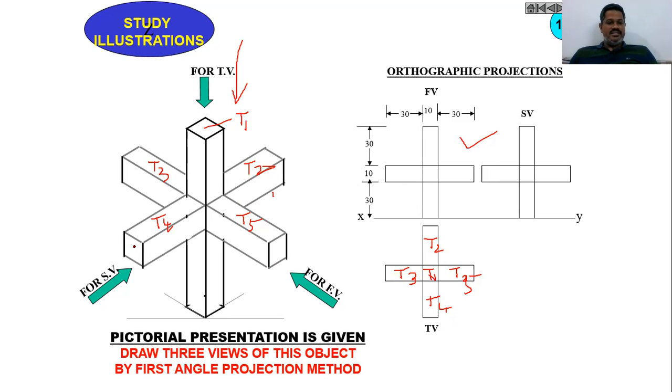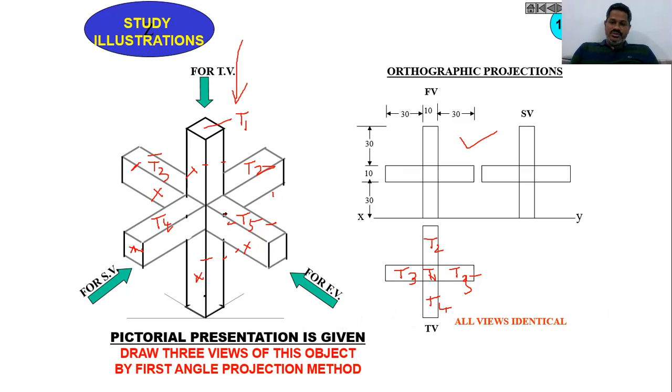So you will find this face, and similarly this face, and this face. This edge and this edge will coincide, and similarly these two will coincide, this will coincide like this, and this and the bottom will coincide. So this is the front view, side view, and top view of the given mechanical component.